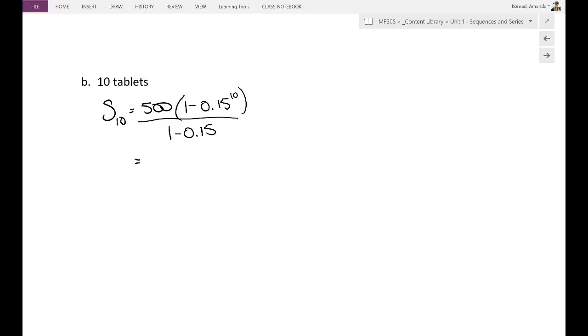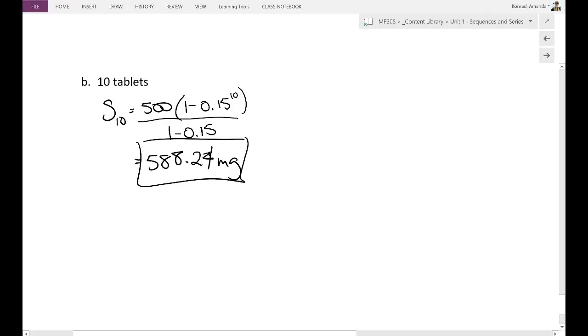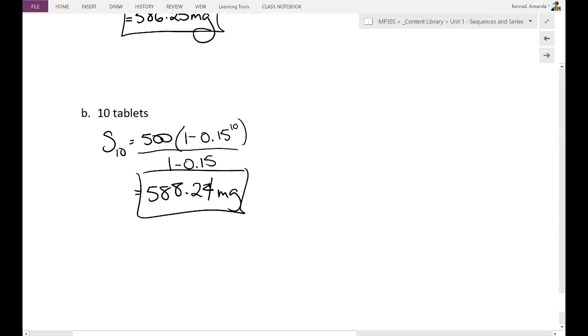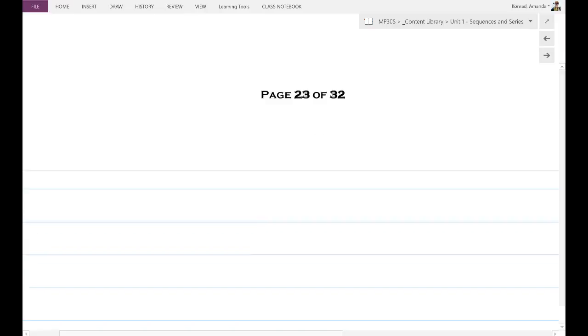If you are going to try and punch it in all at the same time, a key thing to watch out for is that you make sure your brackets are all in a line, and it should look very, very similar to how it's written on the page. In this case, I get 588.234 milligrams. So it's kind of crazy. If you take 10 tablets, you do not actually have that much more than if you take 3 tablets. Just some perspective there. Kind of crazy.